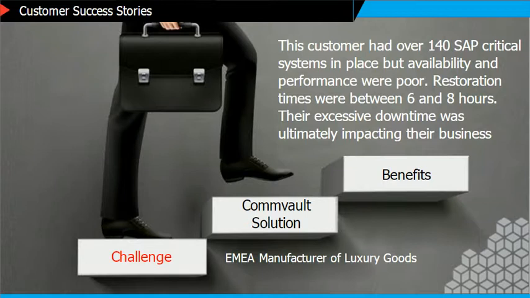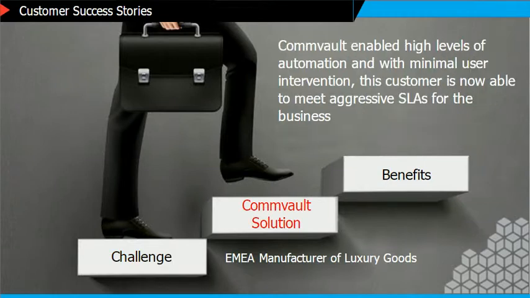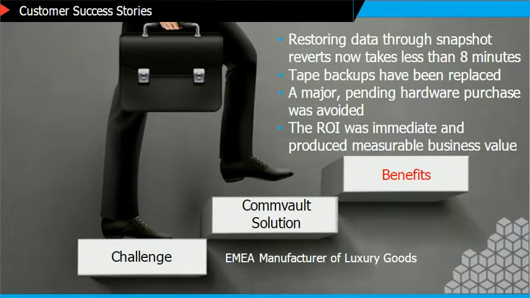The result was excessive downtime to the business due to system unavailability, which was ultimately impacting their business. Through high levels of automation and with minimal user intervention, this customer is now able to meet aggressive SLAs for the business. Restoring data through snapshot reverts now takes less than 8 minutes, a process that took many hours prior to implementation of Commvault's backup and recovery for file and application solution.